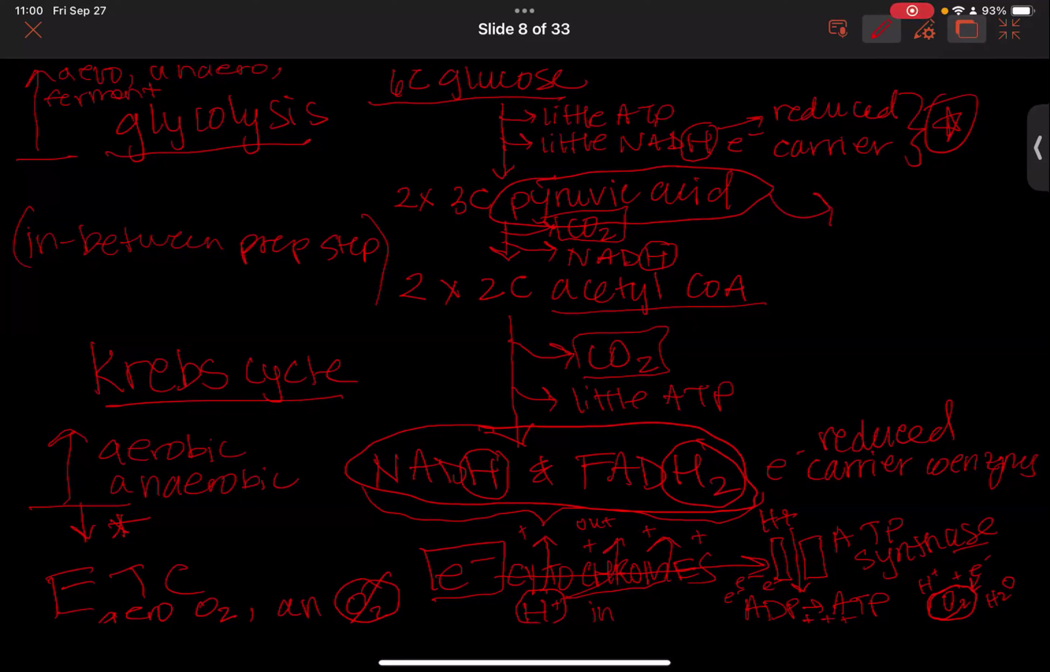You'll make ethanol, or you can make lactic acid. You can make CO2 as a byproduct as well during this. And all of these things are important as far as making products like bread or cheese or beer or wine or kombucha or yogurt, things like that. Okay, cool.